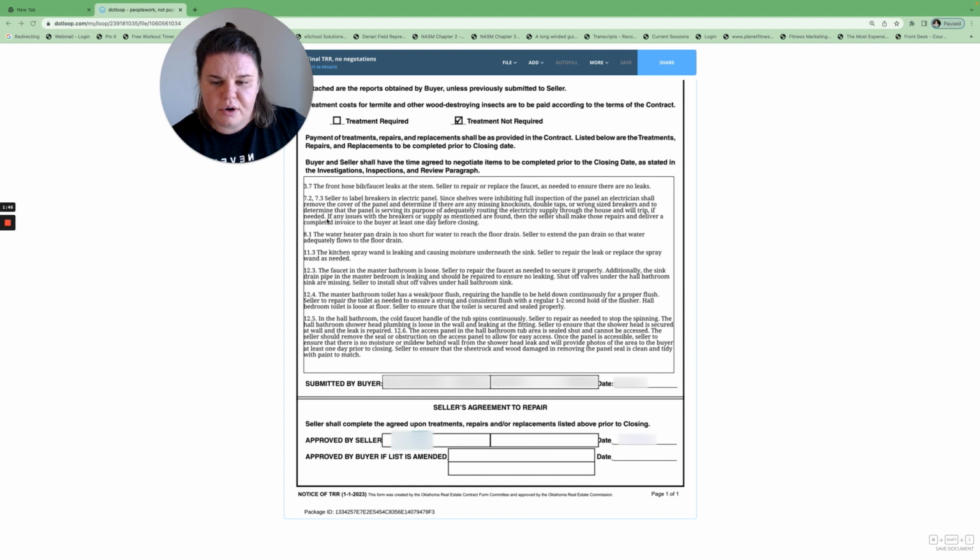Okay, I also wrote in here to determine that the panel is serving its purpose in adequately routing the electricity supply through the house and will trip if needed, meaning that the breakers will turn off if they get overloaded with electricity. If any issues with the breakers or supply as mentioned are found, then the seller shall make those repairs and deliver a completed invoice to the buyer at least 1 day before closing, which I already got all of those from the seller so that my buyer can see them.